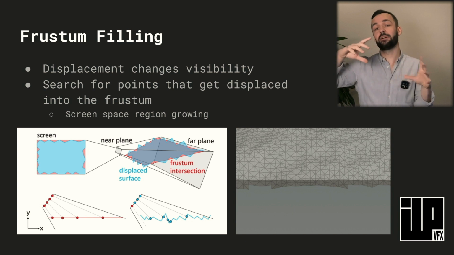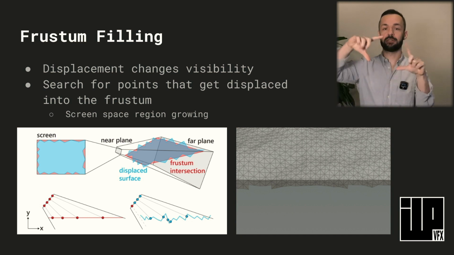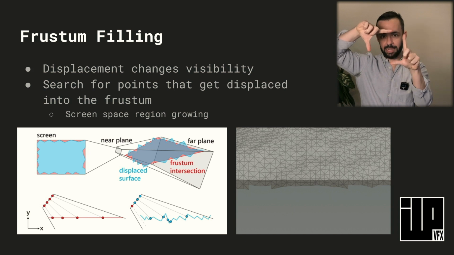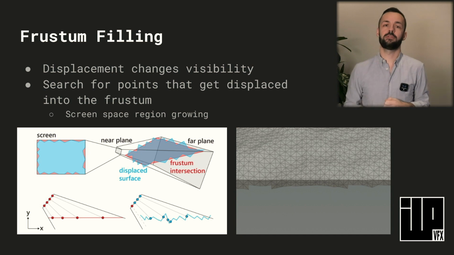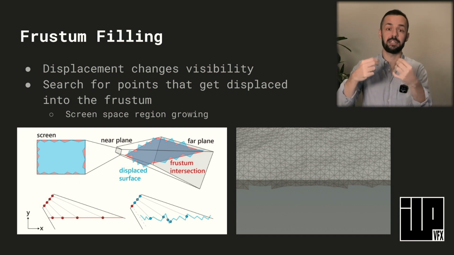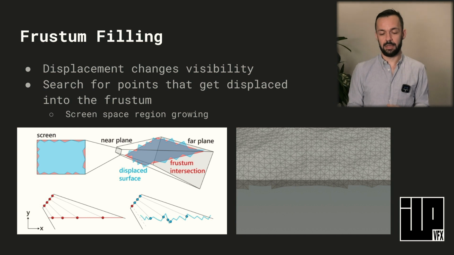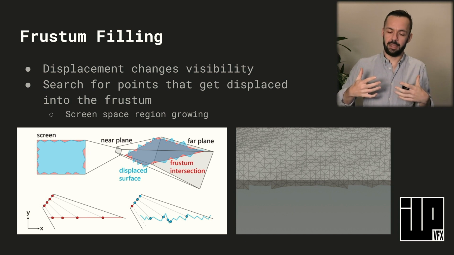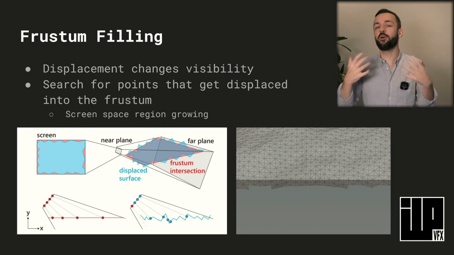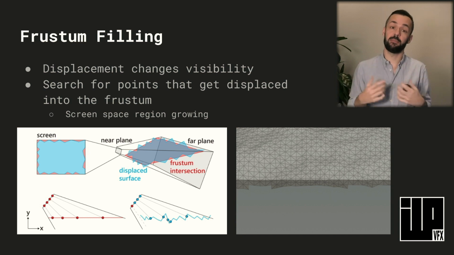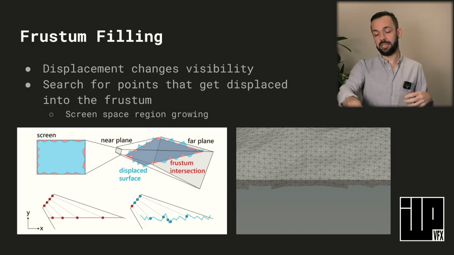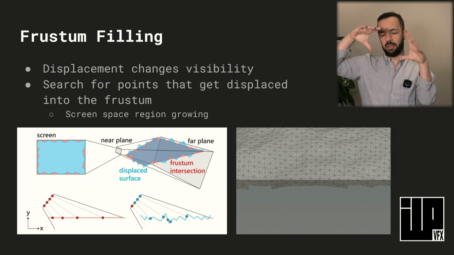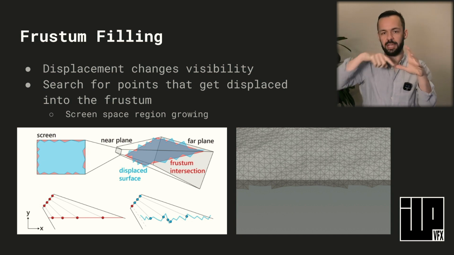The way we do this, we have an iterative algorithm that starts in the screen space, in the image plane of the camera, and then searches outwards until we have found all the points that get displaced into the frustum. This is an iterative process, but it's pretty fast in practice because we know when we're finished, and we can run every iteration in parallel. So it doesn't actually take that much time. On the right-hand side here, we see that we generate a mesh that is as tight as possible around the frustum edges.